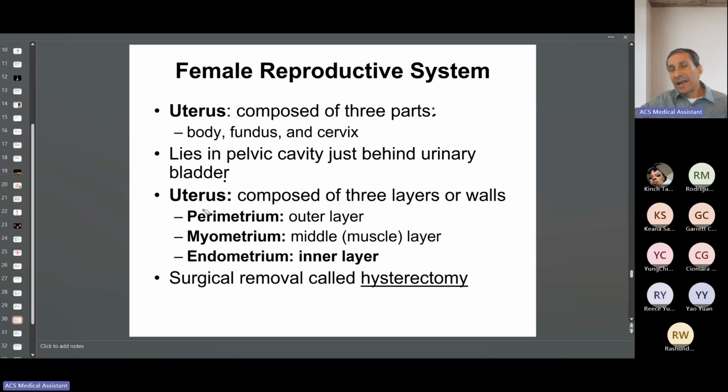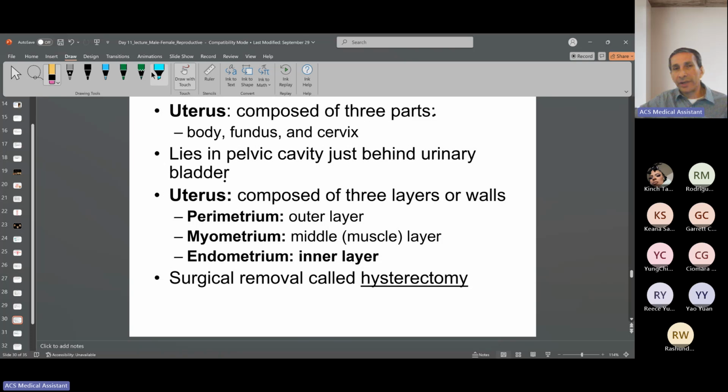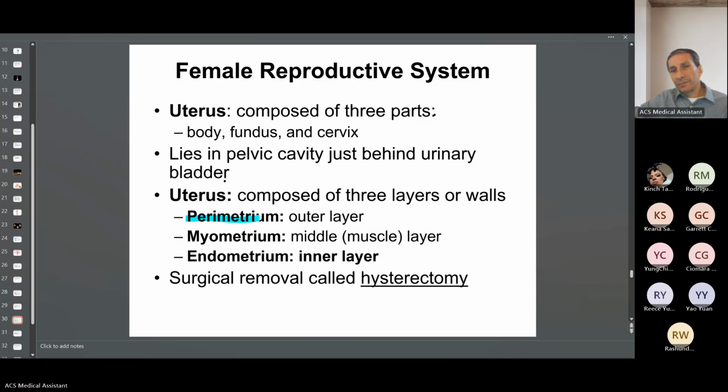The uterus has three layers of walls. The perimetrium, we mentioned this already. The myometrium, myo, muscle. Endometrium. Endo means inside, peri means outside, surrounding, above: inner layer, middle layer, outer layer. It is important that you know myometrium, endometrium. Why? Because of endometriosis. It's important that you know the cervix because of the pap smear.